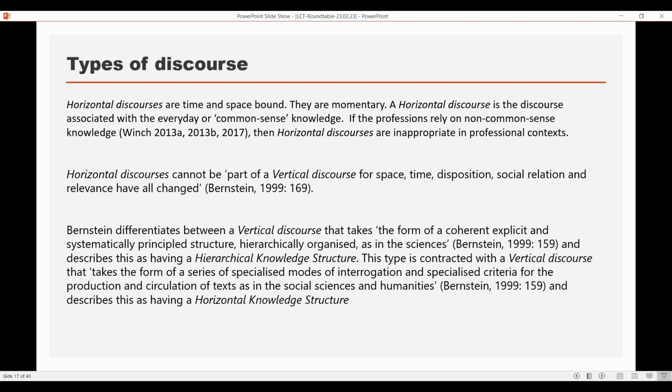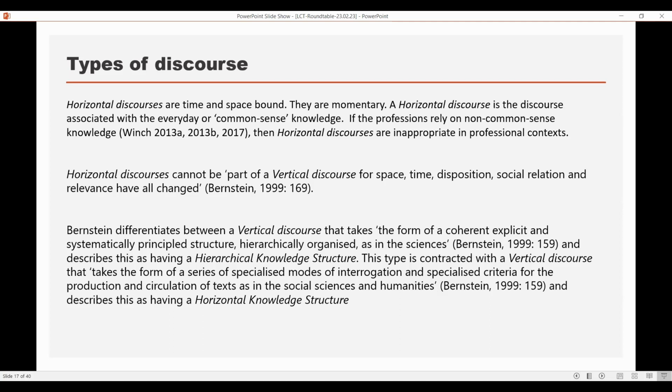So in the thesis, I get underneath these two articulations of vertical discourse and think very carefully about them, because quite often it's been seen that a vertical discourse of a hierarchical type is where we should all be heading, this integration, whereas maybe a vertical discourse of a horizontal knowledge structure is a very powerful way of thinking about professional practice knowledge. We've got systematic knowledge in there, but we've also got context in there.